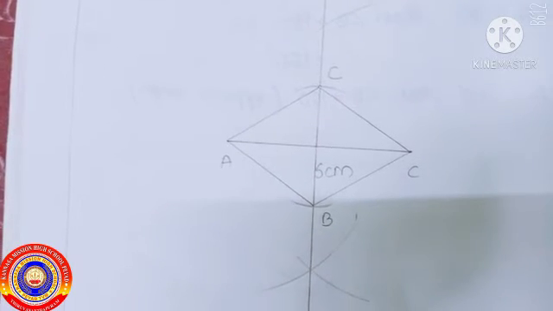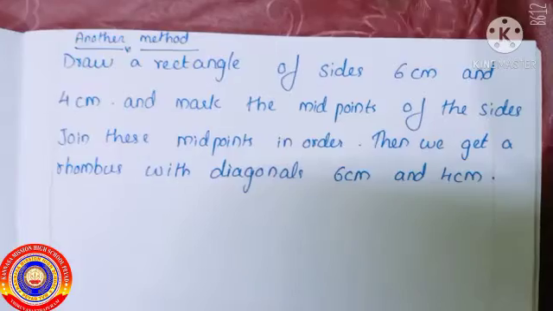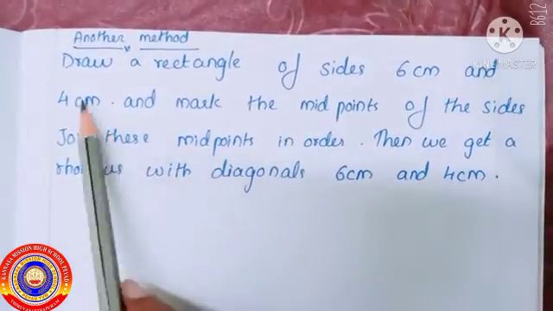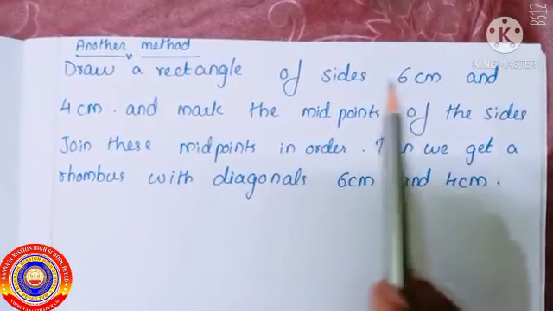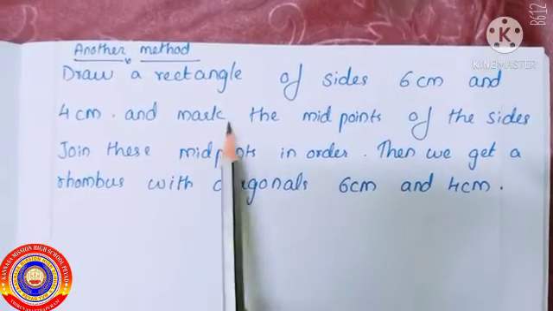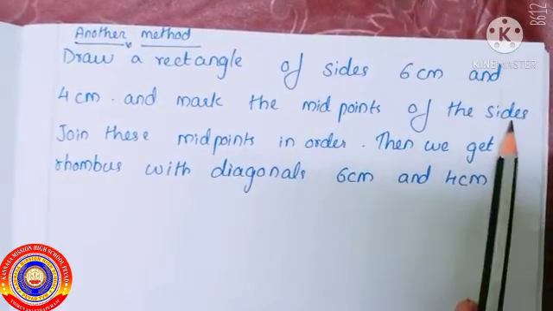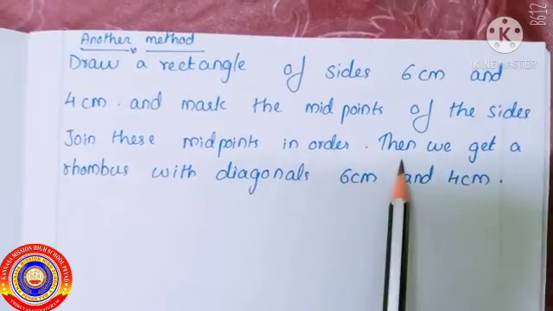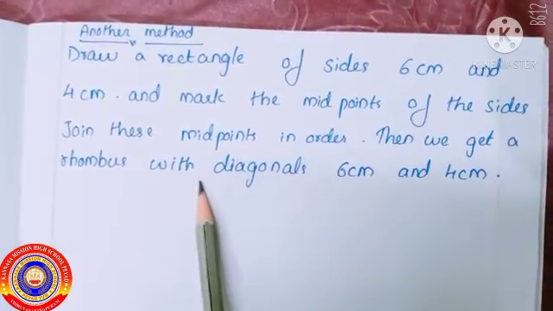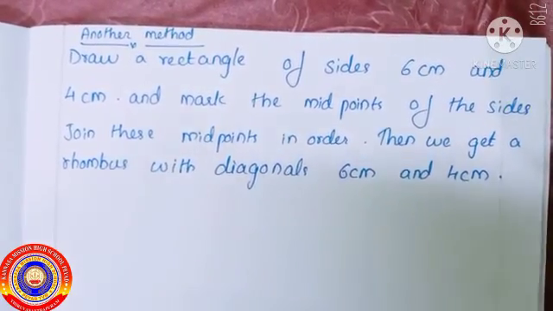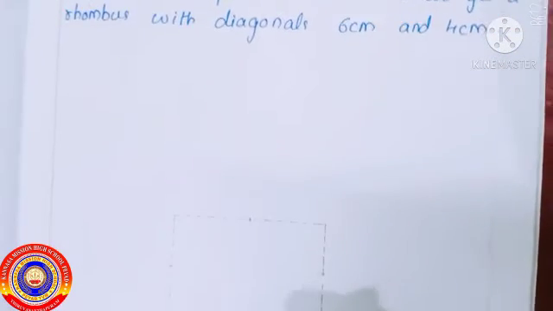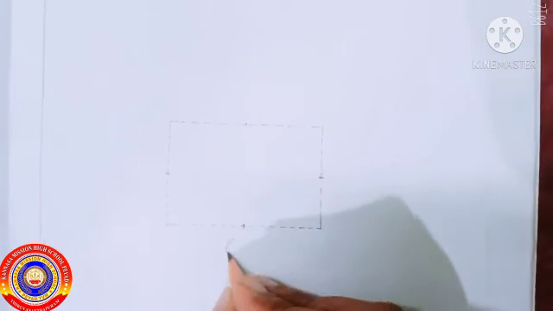We can draw this in another way also. That is, draw a rectangle of sides 6 cm and 4 cm and mark the midpoints of the sides and join these midpoints in order. Then we get the rhombus with the diagonals 6 cm and 4 cm. Okay, so let's draw the figure.